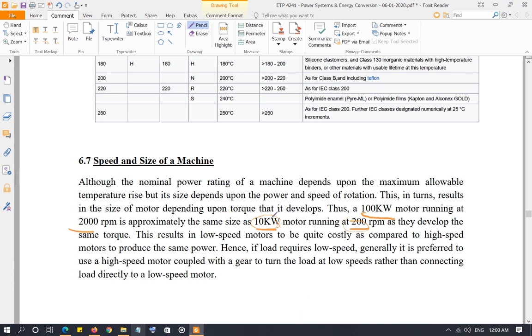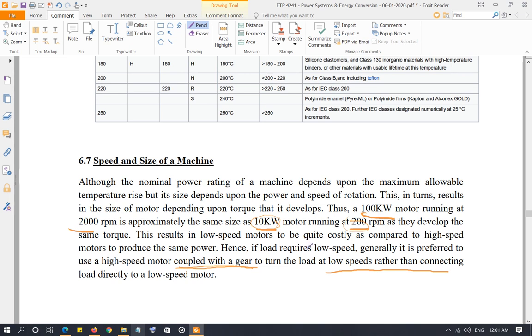So to get 10 kilowatt at a lower speed, you can use the same motor, the one that can produce up to 100 kilowatt at 2000 RPM. You can use the same motor, but you use gears to run the load at the lower speed. Hence, you can use the same motor that can provide higher power and run it at a lower speed to get the power that you need. And this way it is much more efficient.